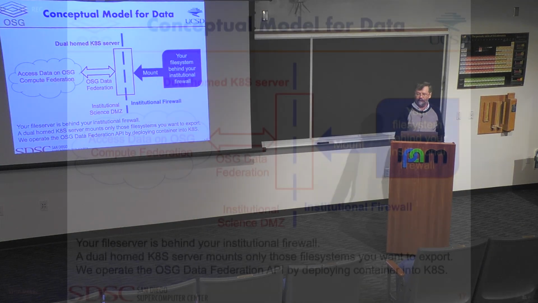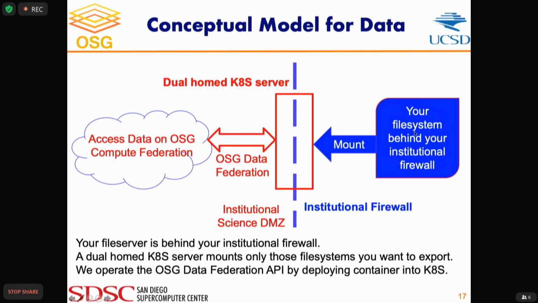Imagine that you have a file system. This is your file system in your institution. And this is behind the institutional firewall because you're cyber paranoid. And so what you then have to do is you have to have a dual-homed host that joins a Kubernetes cluster that one of our partners operates. And that host simply mounts whatever you want to export. So you completely control what data is visible to the outside world. And voila, we make it happen. And that's sort of the simplest way of bringing data into the infrastructure.